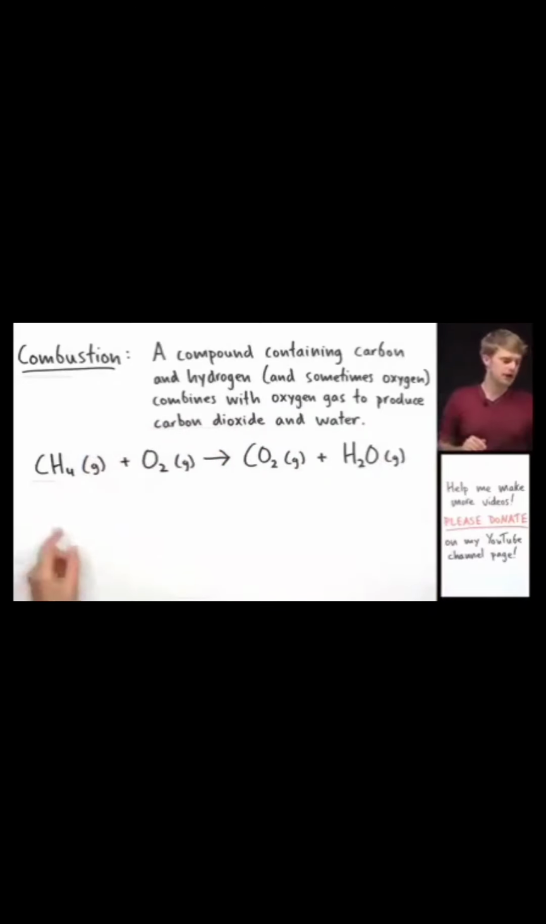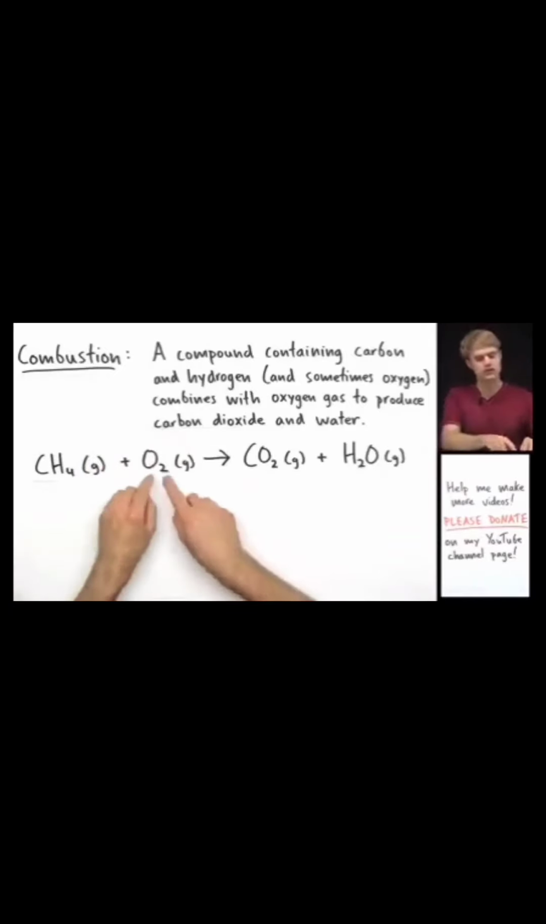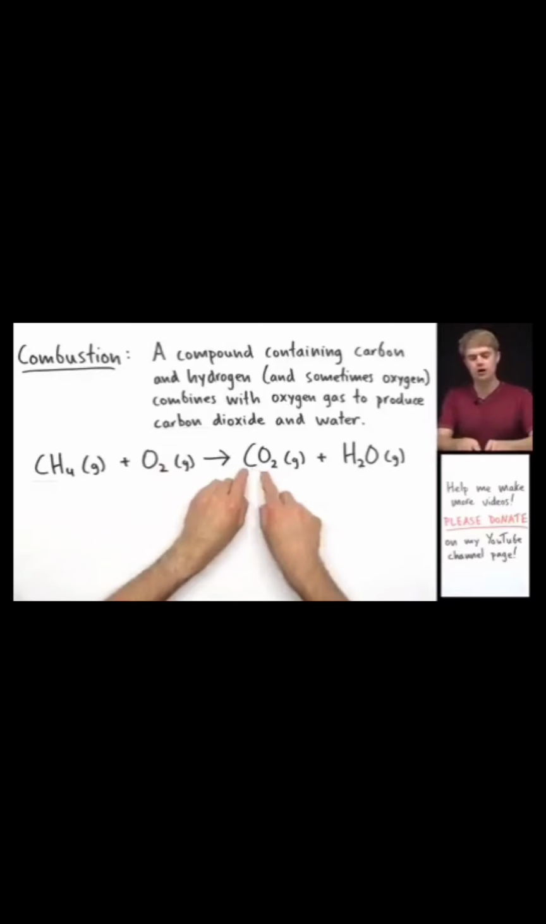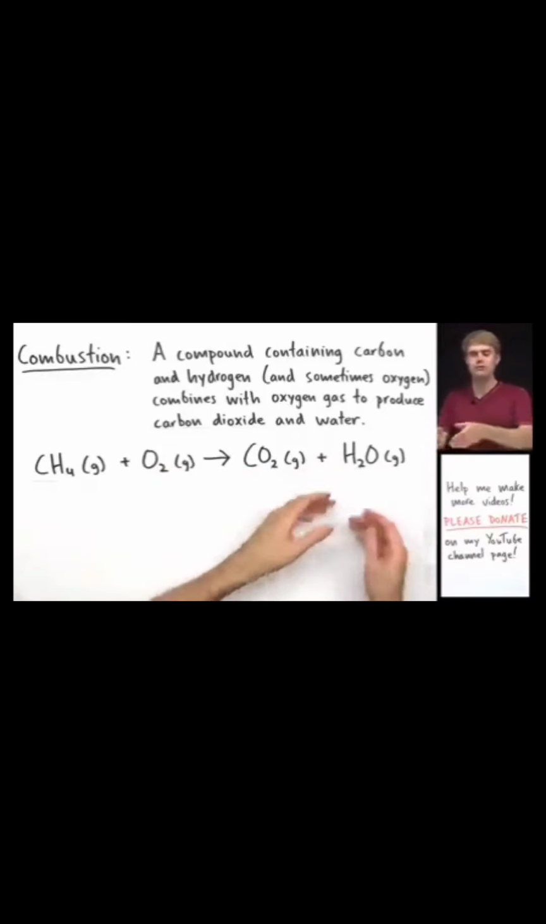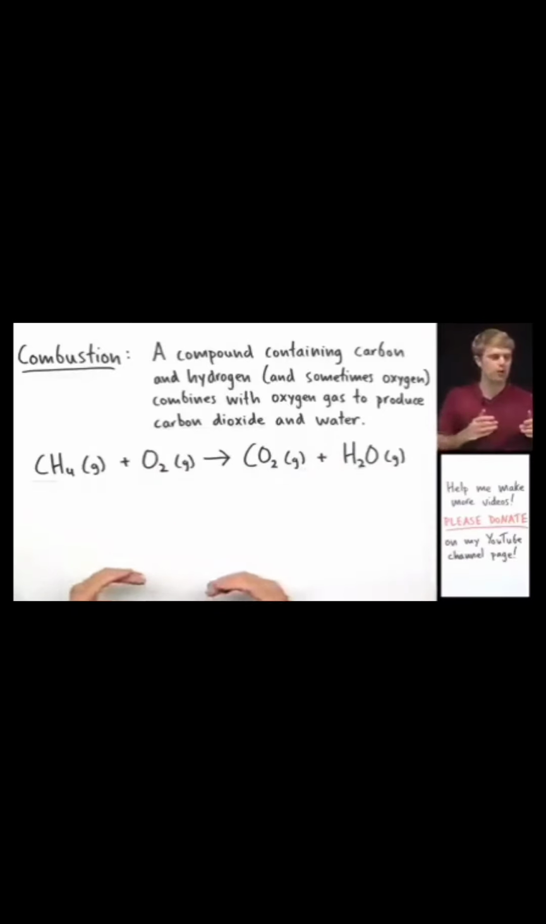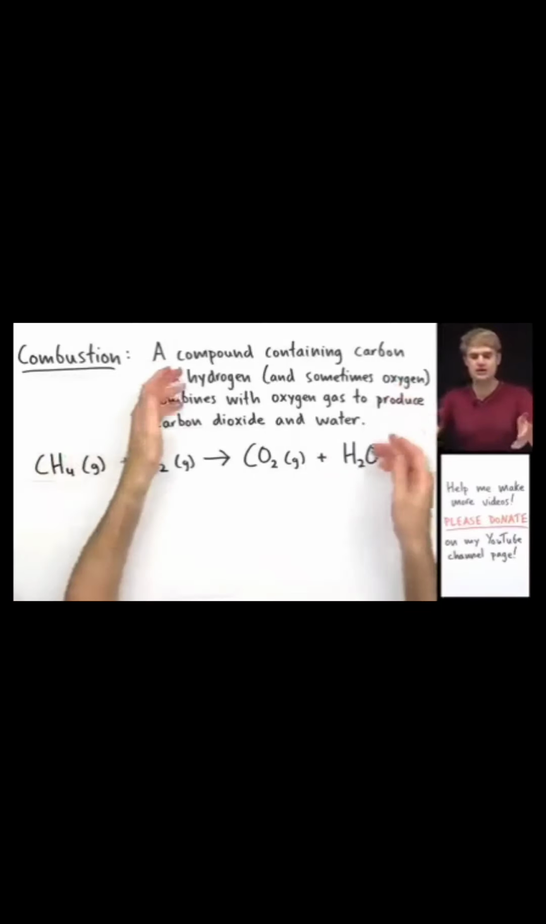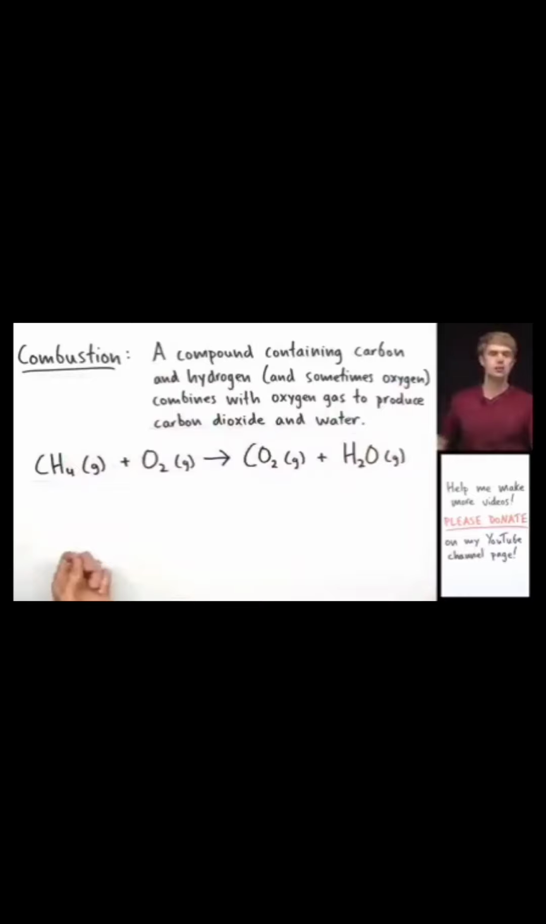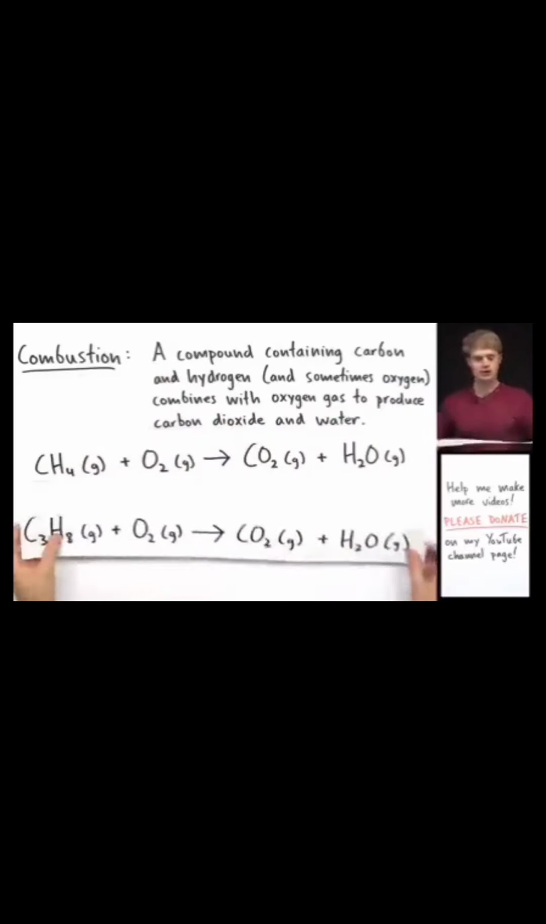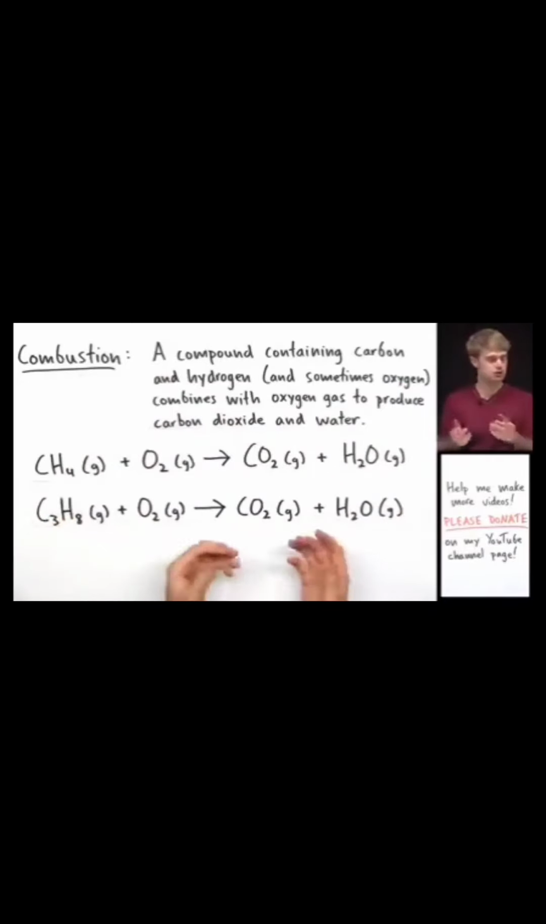Here in my example, CH4, which is the chemical formula for methane, a type of natural gas, combines with oxygen and forms carbon dioxide and water, H2O. Now, we can start with different things in a combustion reaction, and as it says here, the compound usually contains carbon and hydrogen. So here is another example of a combustion reaction.